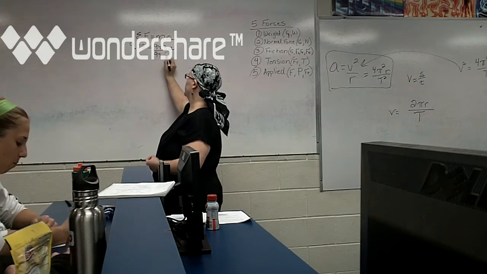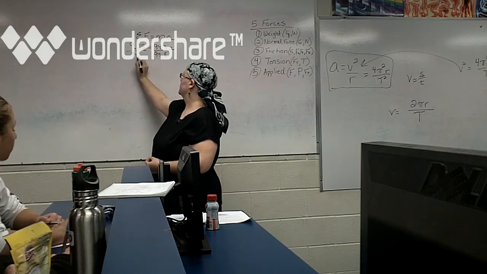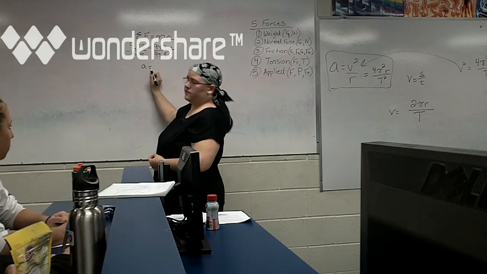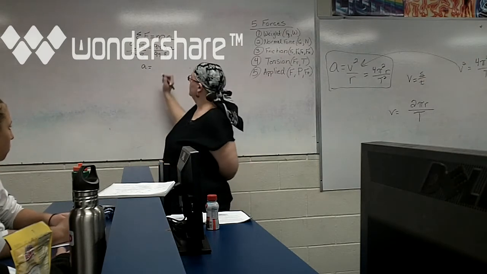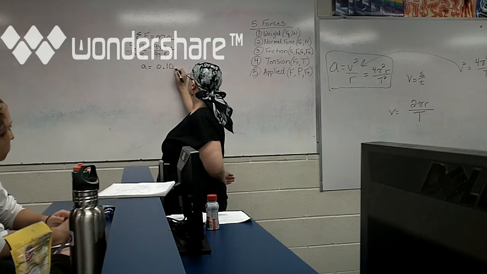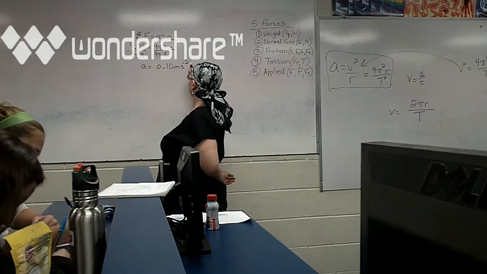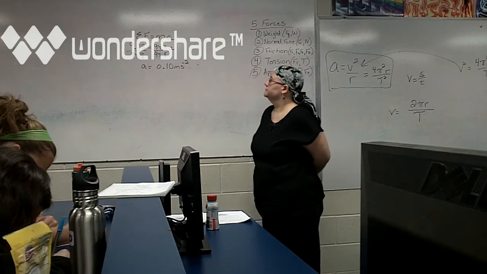Divide by 94.8 on both sides, and that'll give us our acceleration, 0.103 meters per second squared.